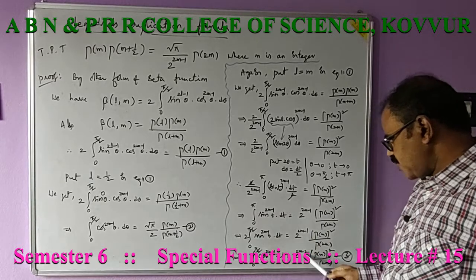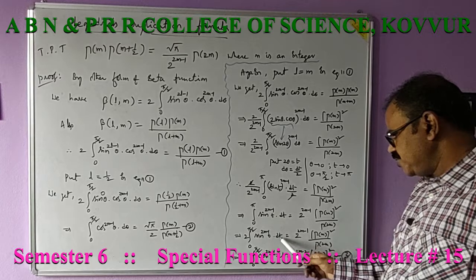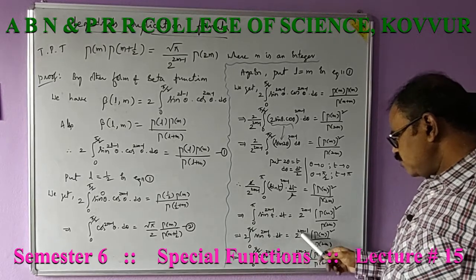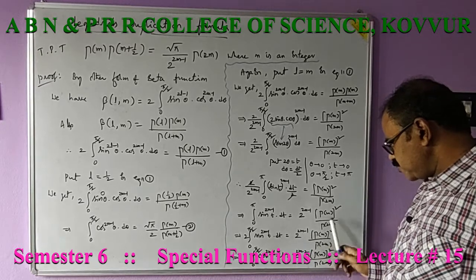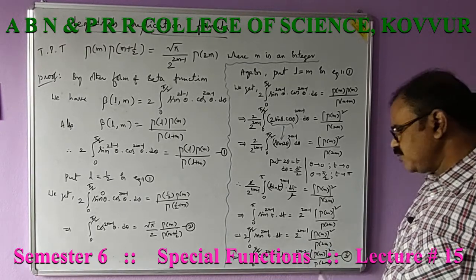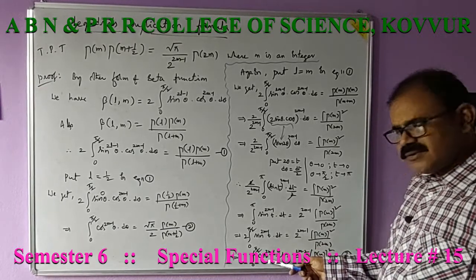Send this 2 to the right hand side. Integral 0 to pi by 2 sin to the power of 2m minus 1 theta d theta is equal to 2 to the power of 2m minus 1 by 2, that is 2 to the power of 2m minus 2 gamma m whole square by gamma 2m. So I replaced sin theta with cos theta.